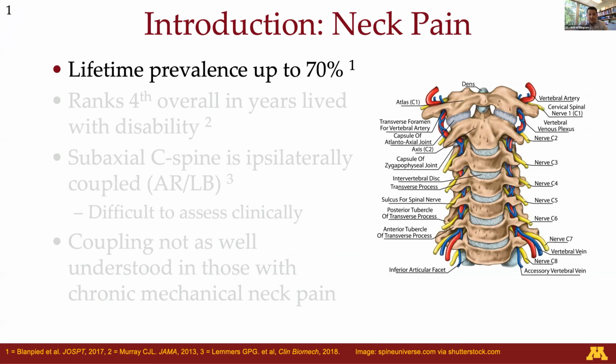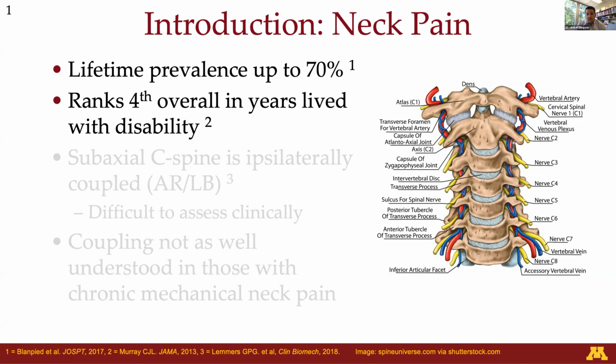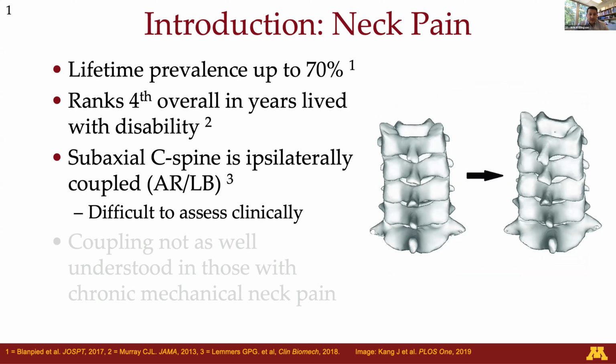As many people are probably well aware, neck pain is a very prevalent problem in our society. In fact, it ranks 4th in overall years lived with disability, giving an insight into the chronicity that we see in this disorder. We do know that the cervical spine has a large range of motion, and particularly in the subaxial cervical spine, we see a unique coupling where ipsilateral lateral bending is associated with ipsilateral axial rotation. You can see on this image an individual performing right lateral bending and associated right axial rotation. However, assessing this coupling in the clinic is often difficult.